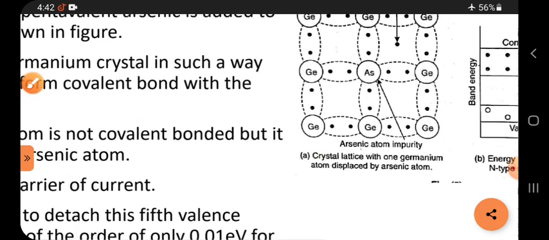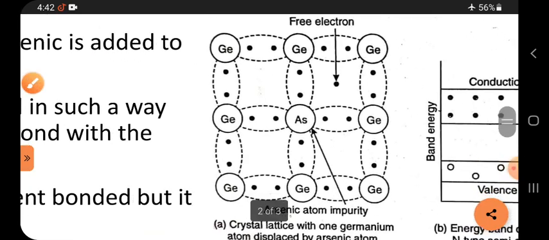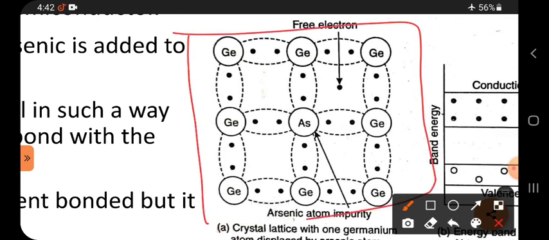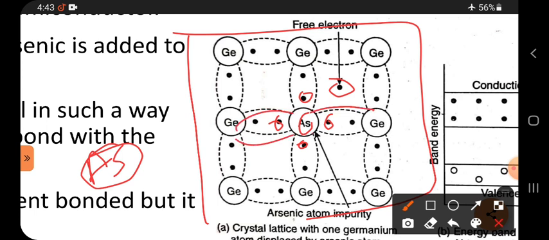See here the diagram. It is a pure form of semiconductor, germanium. To this I have added an impurity. Which impurity? Arsenic. Let this be arsenic. How many electrons does arsenic actually contain? 5 electrons: 1, 2, 3, 4 and 5. Among the 5, 4 electrons already form bonds with the neighboring germanium atoms like this.